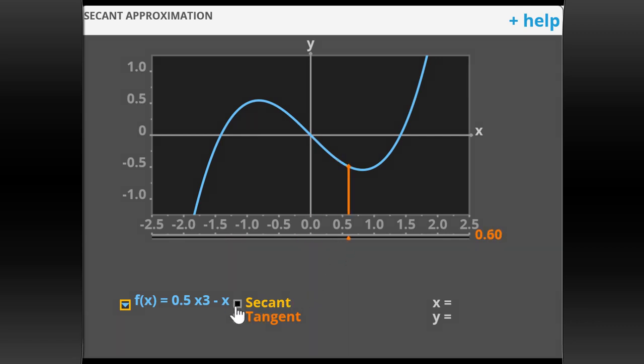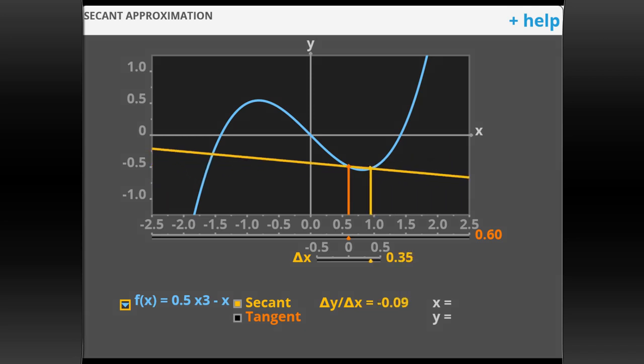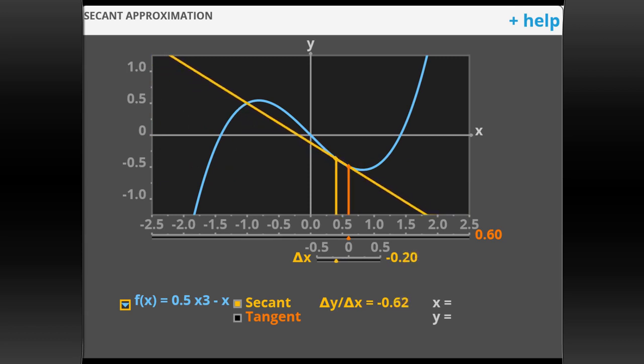Then, by clicking the secant button down here, you notice that the secant line appears, and it goes through the function above our point a and through our function above a point b, a distance delta x away from a. We can change the value of delta x by moving this horizontal slider. Observe what happens. As the point b moves closer and closer to the point a, the secant line appears to become tangent to our function at the point a.